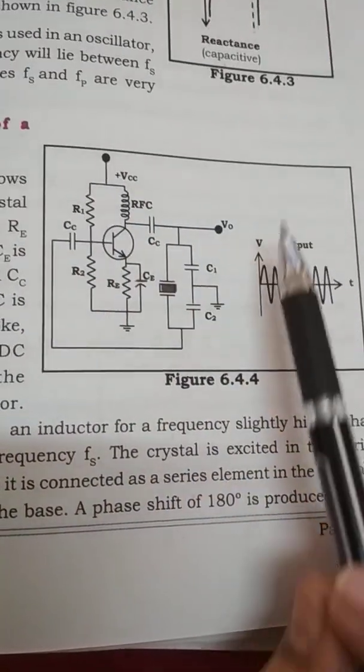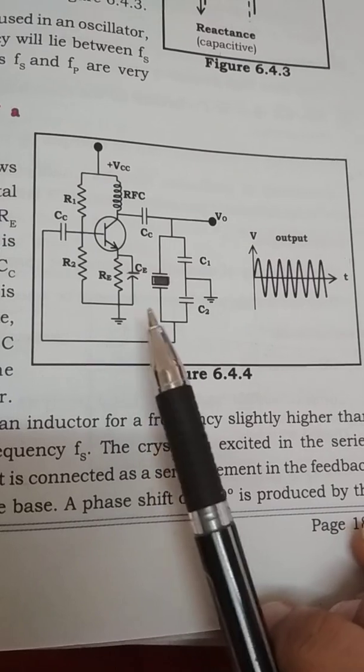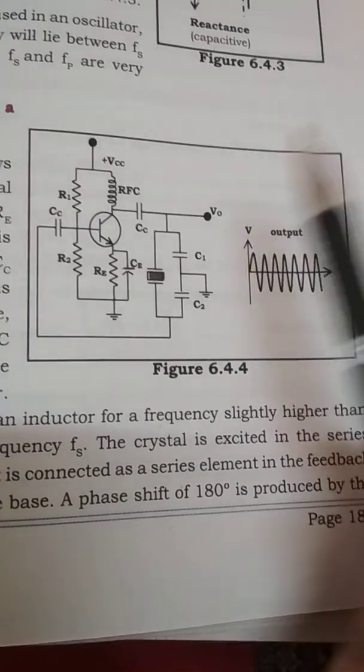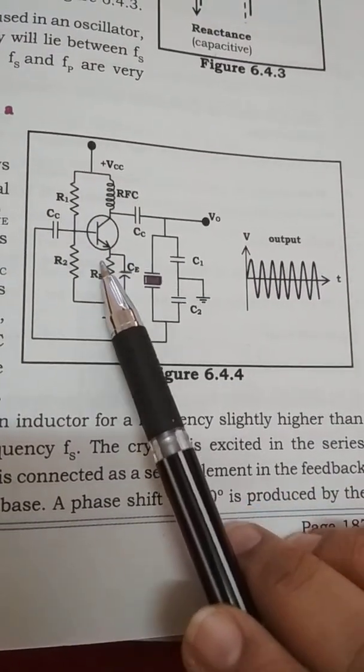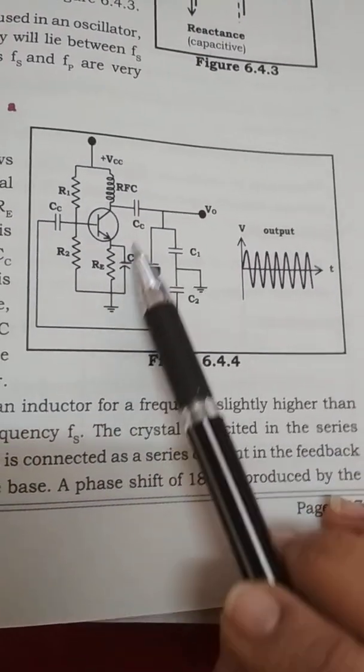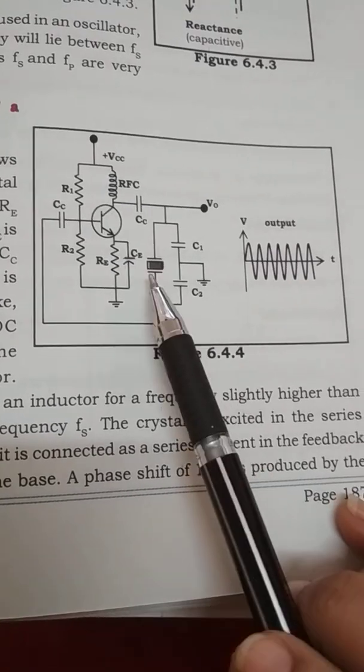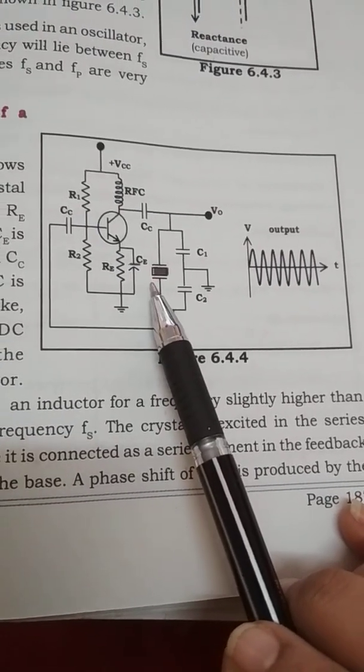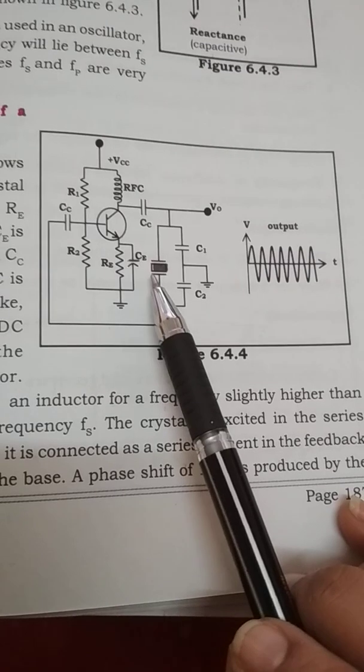See, the circuit diagram is very similar to the Hartley oscillator. It has got an amplifier, a transistor amplifier with its voltage divider bias, and in the feedback circuit we have a crystal which is in parallel resonance instead of the inductor.